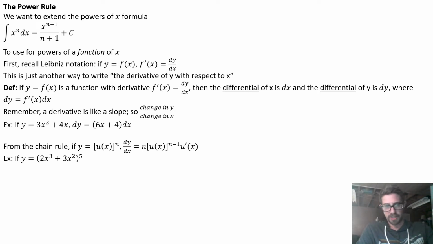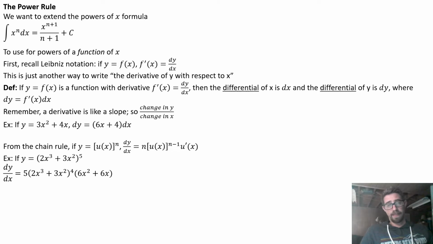Example, if y is 2x cubed plus 3x squared, all that to the fifth. Now, you know that you can multiply that out 5 times, but it'd be a huge pain, so it's better to use the chain rule, so you know how to do that derivative. So dy dx, right, the power comes down, 5 times 2x cubed plus 3x squared to the fourth, times the derivative of the inner function, which is, right, 6x squared plus 6x.